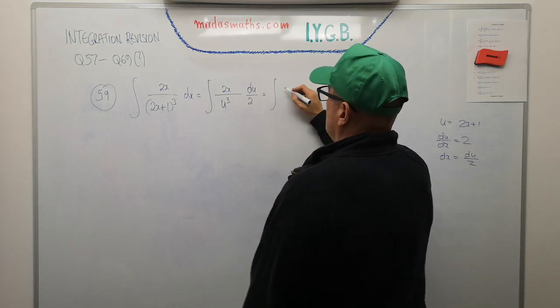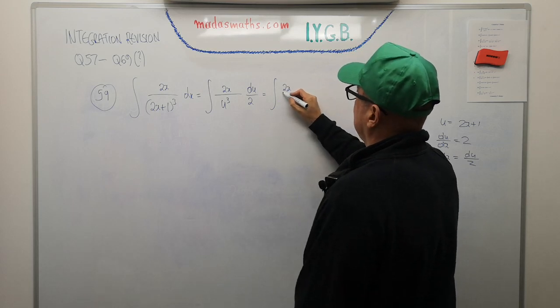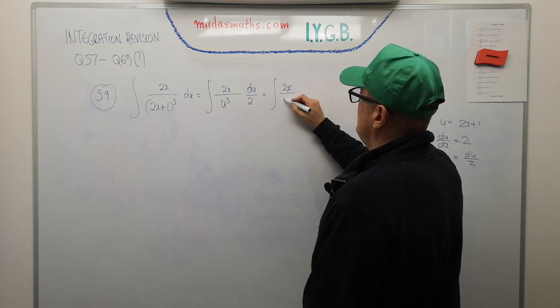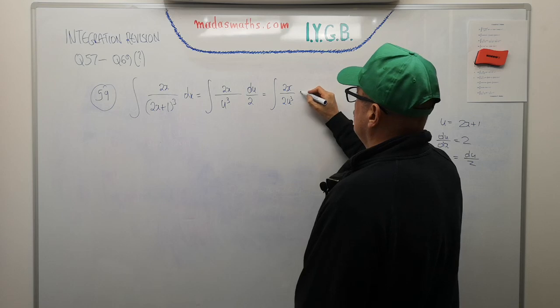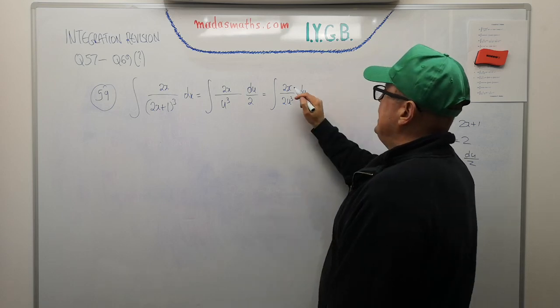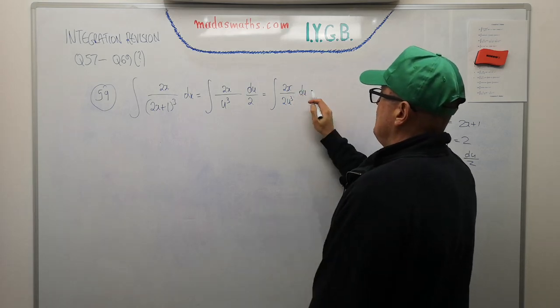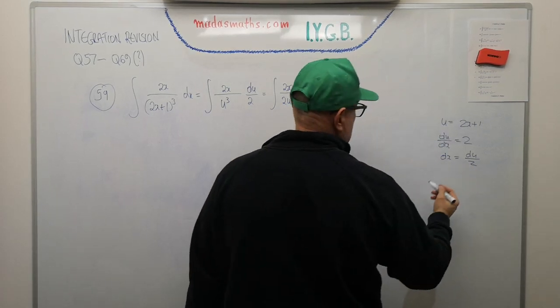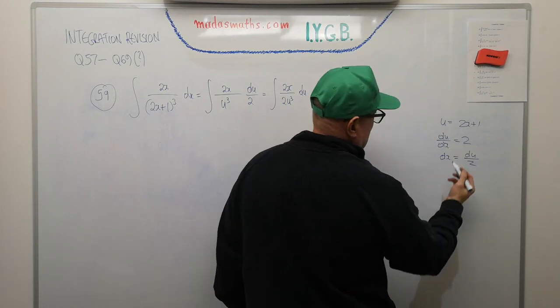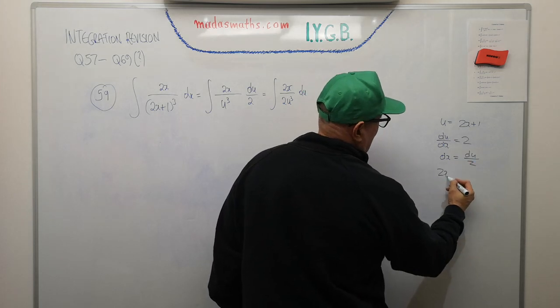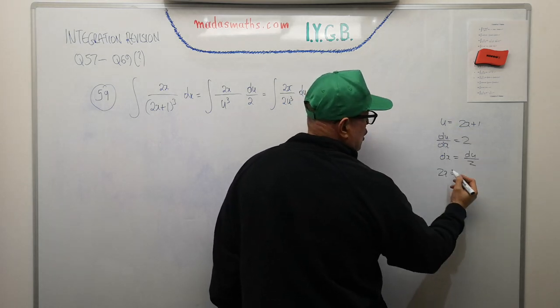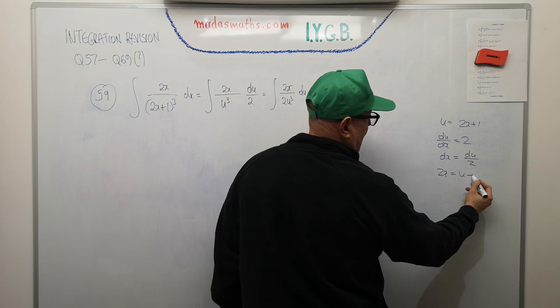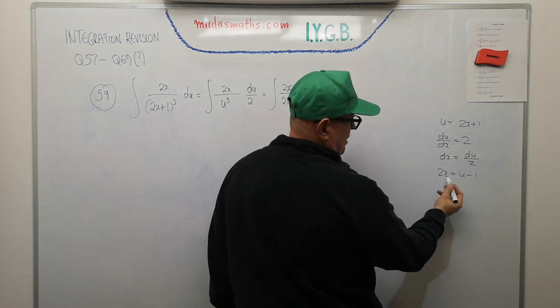Little tidy, I always recommend it. And there's a 2x on the top and a 2u cubed at the bottom, du. We need to lose this x, because everything needs to be in u. I can cancel the 2's, but I won't, and I mentioned several times why not. For this particular one, I'm going to need to rearrange this for x. So 2x is u minus 1, which is kind of good. I don't want to divide by 2.